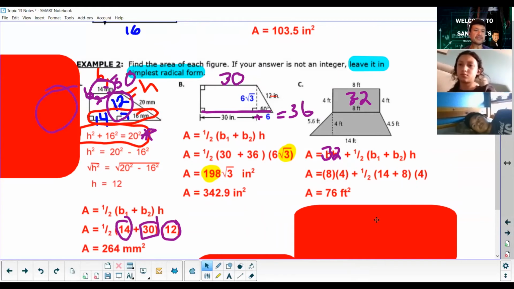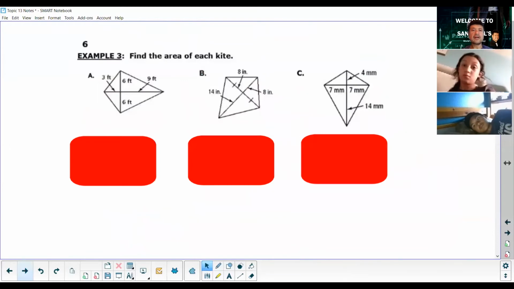Okay, good. So now let's go to the next page. All right, so let's read the directions. Find the area of each kite. Excellent, Celeste. So lead me through. How would I find the area of this kite? For A, for this kite.